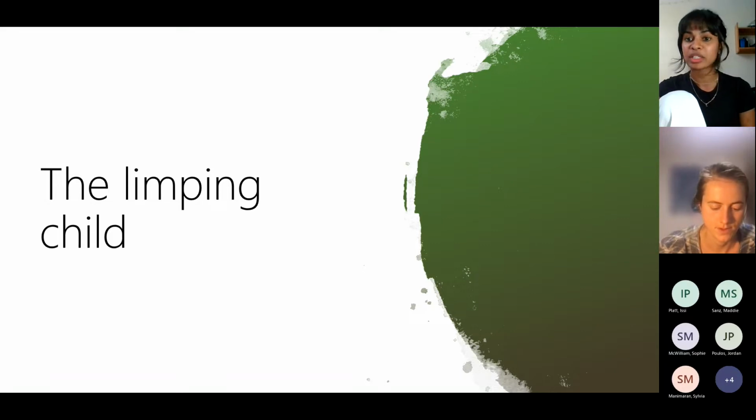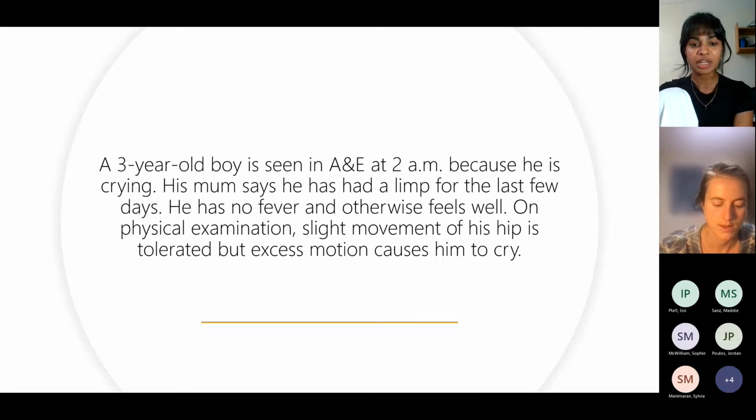So I'm doing the limping child, but it's basically just pediatric hip things, because I wanted to include a condition that isn't really a limping child, but is quite relevant. So we're going to start with this case. I'll just read it out.